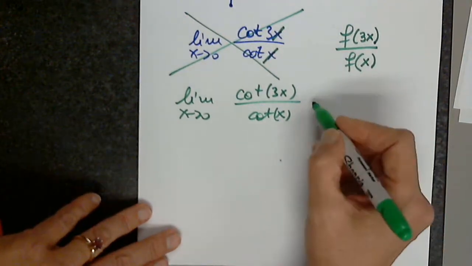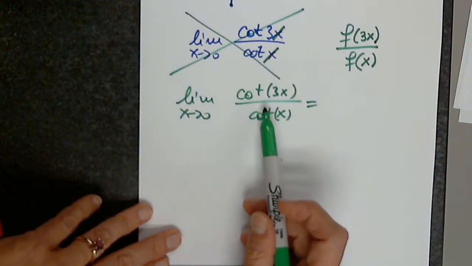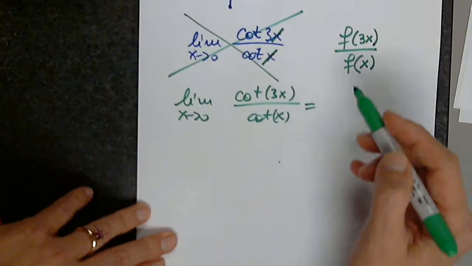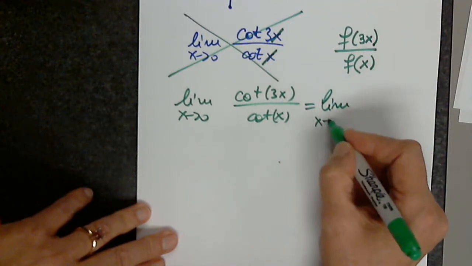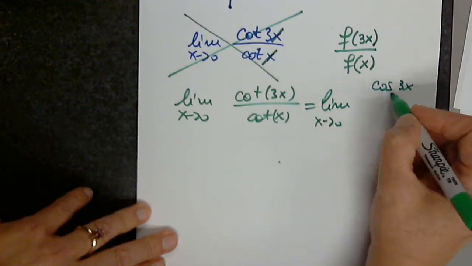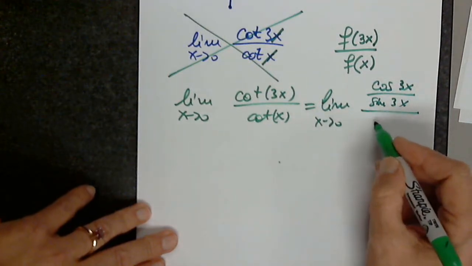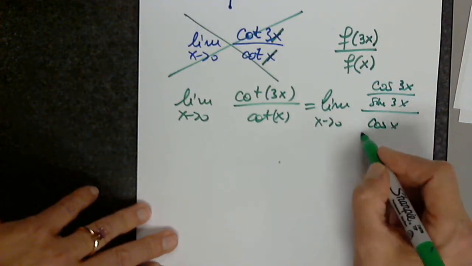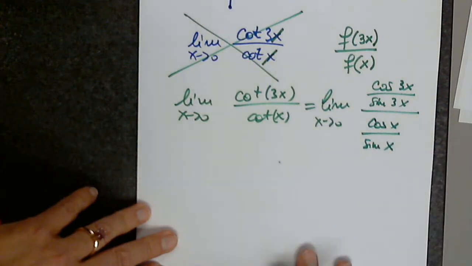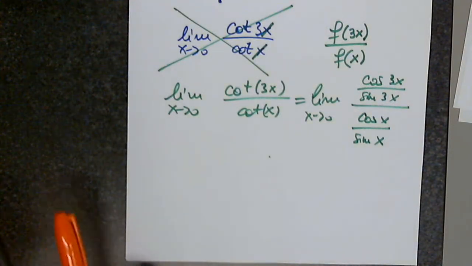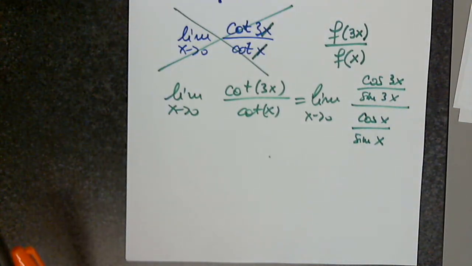Okay, so now what do I know about cotangent? It is cosine 3x over sine 3x over cosine x over sine x. Do we agree with this? So it's cosine over sine. Do we agree? Yes?